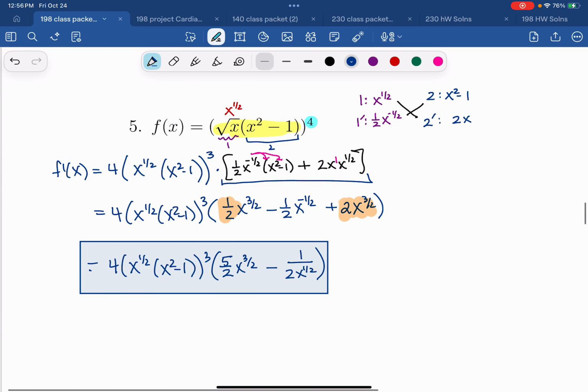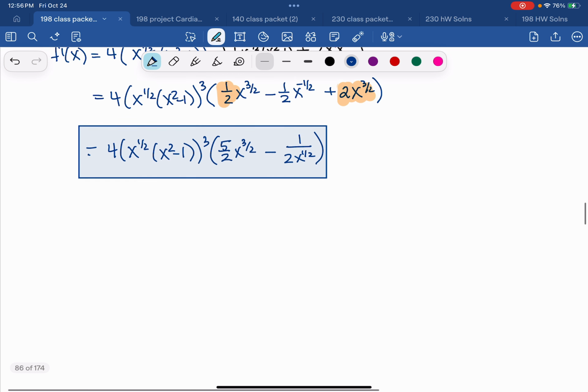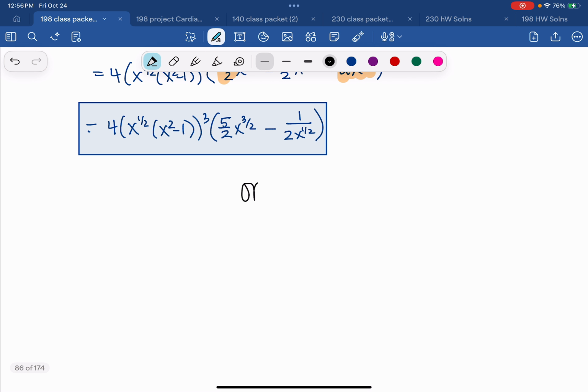So that's one way to go about it. If you just jump in the way that function is written, use your chain rule, and then use your product rule, you'll get this as your answer. Now, there is an easier way to go about this one, and so let me show you that as well.